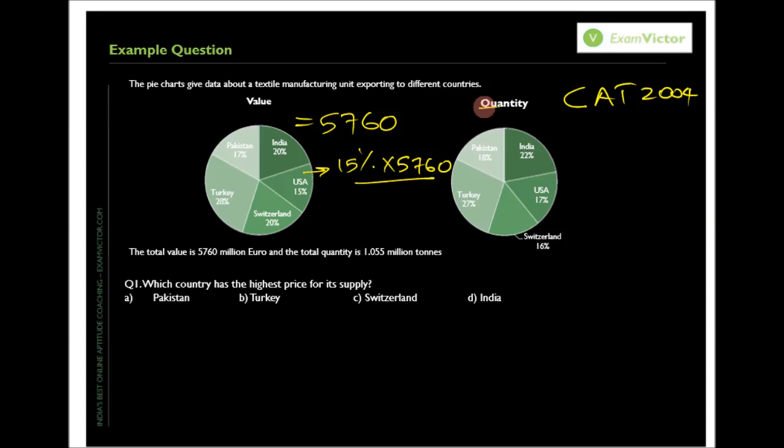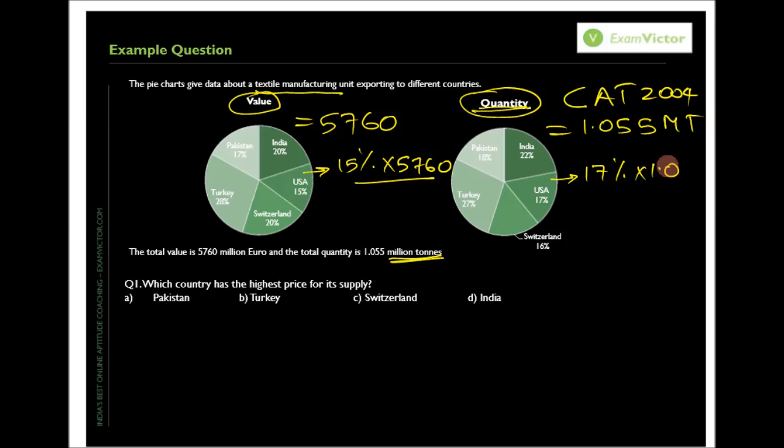Similarly, this is a pie and this is for the quantity. This is some kind of a textile manufacturing unit. So this is the value of their sales and this is the quantity of their sales. This pie, the total value of this pie is 1.055 million tons. That's given here. So if again I were to ask you USA's share in the quantity, then that is 17% into 1.055. So that's how you interpret a pie chart. That's how you use a pie chart.